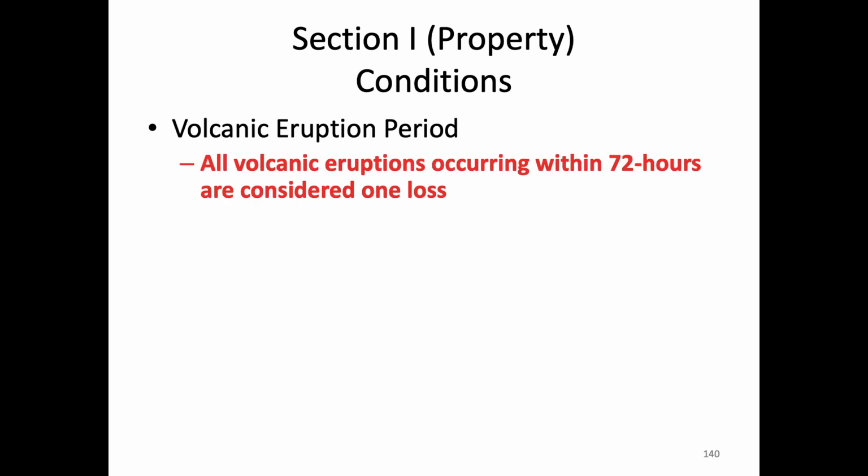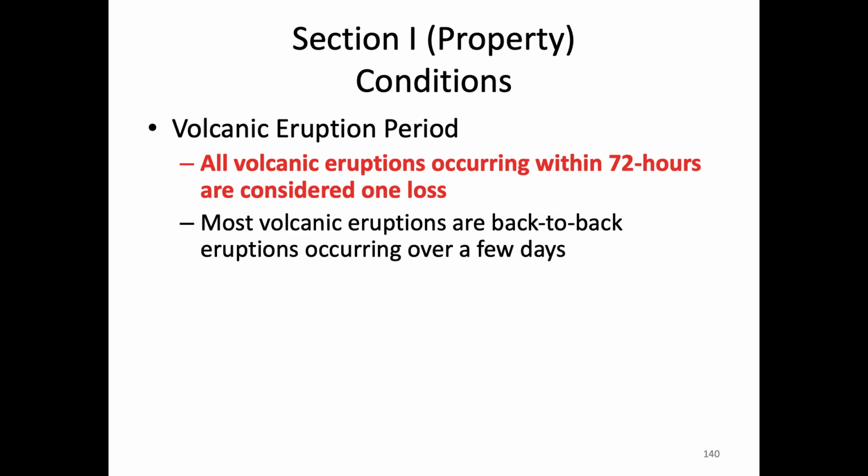Volcanic eruption period. All volcanic eruptions occurring within 72 hours are considered one loss. Most volcanic eruptions are back-to-back, occurring over a few days. And so imagine an insurance company saying, well, yeah, your house was damaged by a volcanic eruption. However, there were like 7 of them within a 2-day period. So we're going to take your deductible, $1,000 let's say, and multiply it by 7. So somebody would say, oh, now I have to pay a deductible of $7,000 because it's per occurrence, and there were 7 volcanic eruptions during that time.